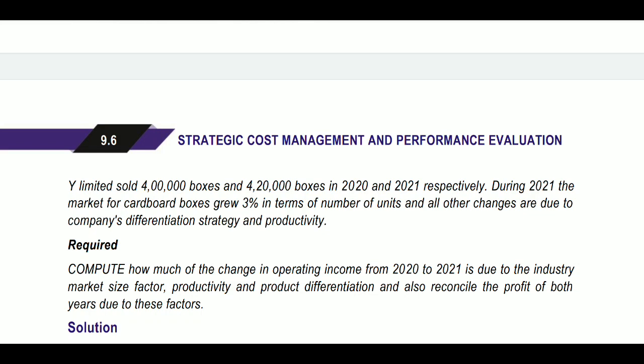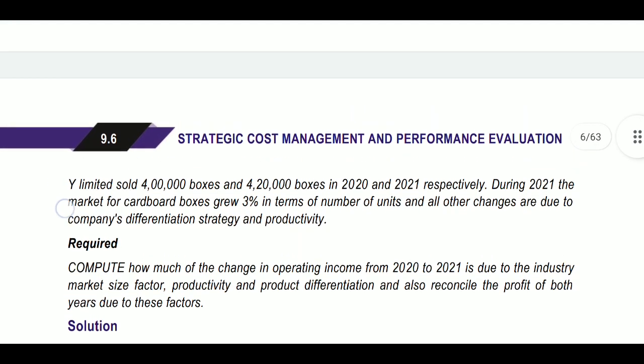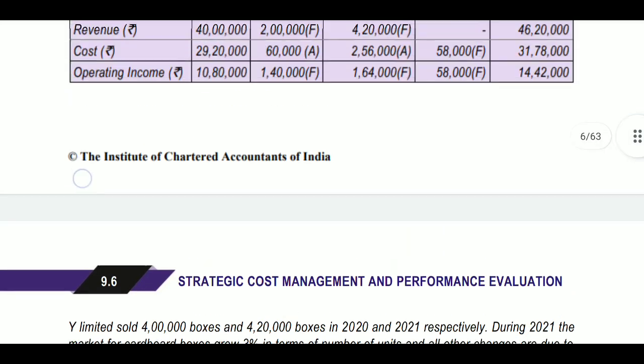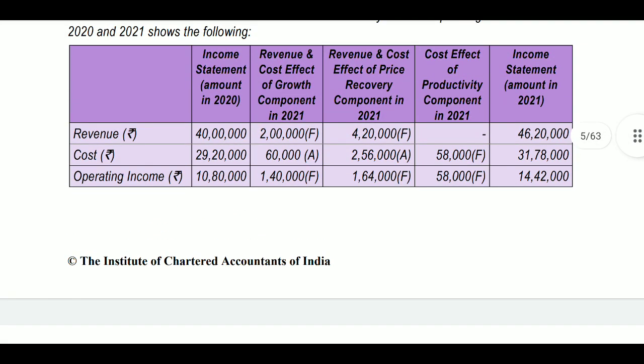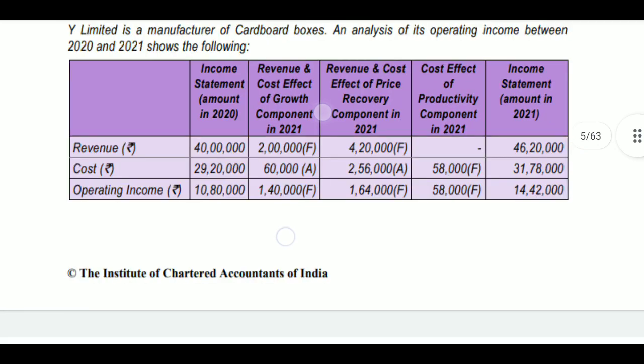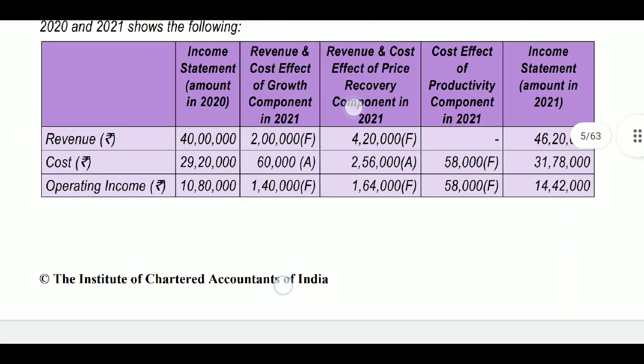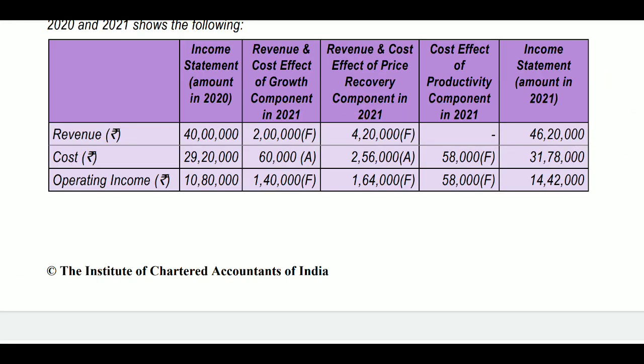Okay, next, for this it is the revenue, cost and growth components. For this, 12,000 was the increase, and the amount is 1 lakh 40 into 12,000 divided by 20,000. Whatever the industry market size effect we get, they provided it as favorable. And we also increased, so it is favorable. That is the first one.